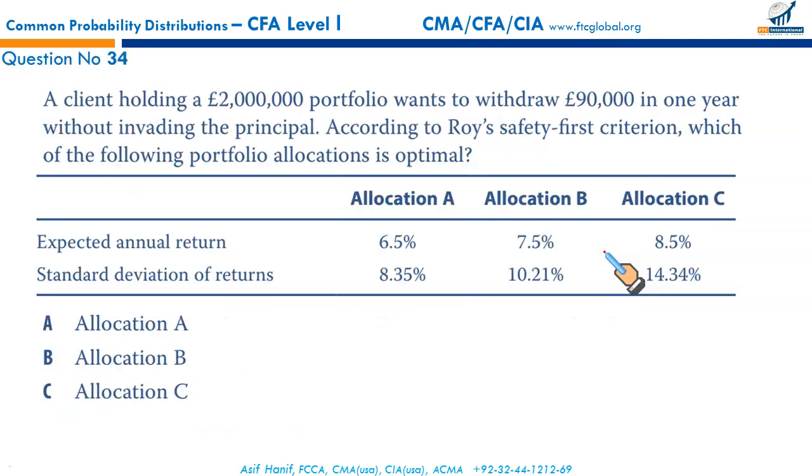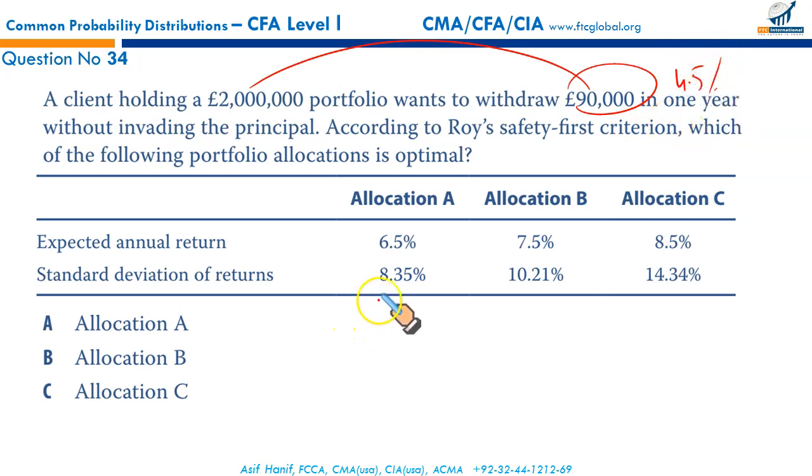Next, a client holding a 2 million portfolio wants to withdraw 90,000 in 1 year without invading the principal. According to Roy's safety first criteria, which of the following portfolio allocations is optimal? Alright, first let us do this for A. Let us calculate the safety first ratio. First we need to find out the threshold. 90,000 is what percent of 2 million? If you do that, 90 by 2,000, it's 4.5%.